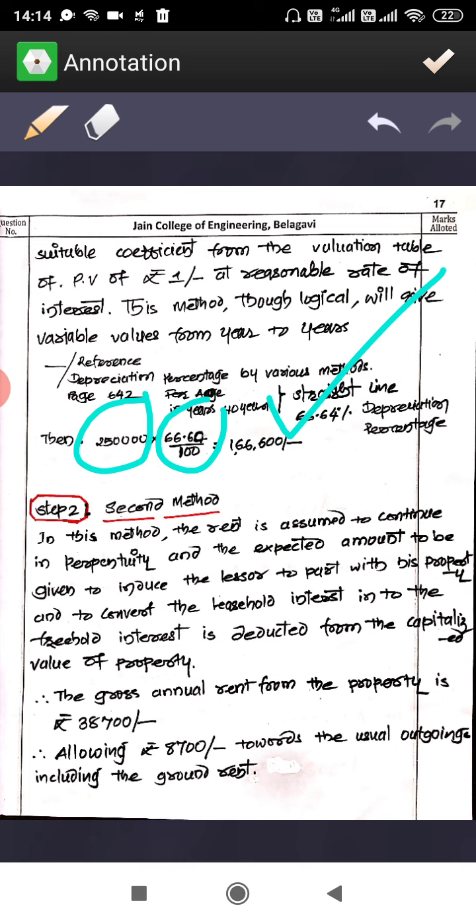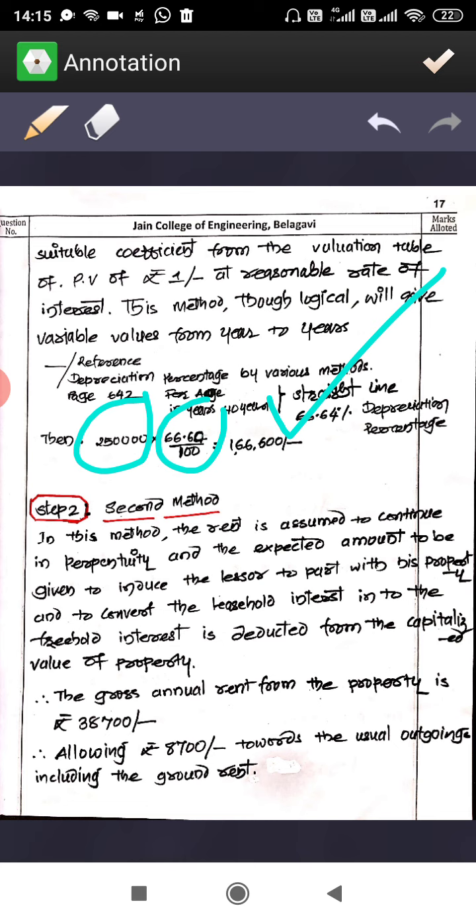Now this is a logical method where most of the part is a logical one, so it will be very difficult to use this method. So we are having a second method. In this method, the rent is assumed to be continuous in perpetuity, and the expected amount to be given to the lessor to part with his property, converting the leasehold interest into the freehold interest, is deducted from the capital value of the property.